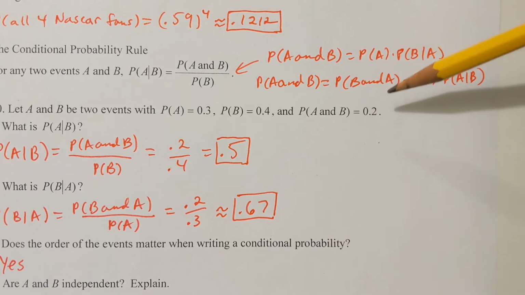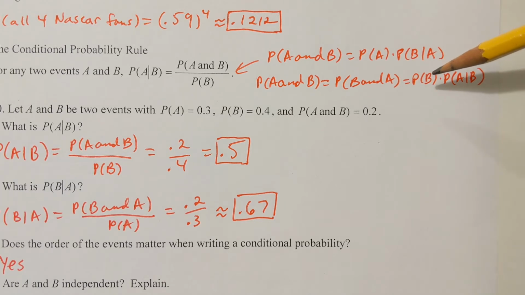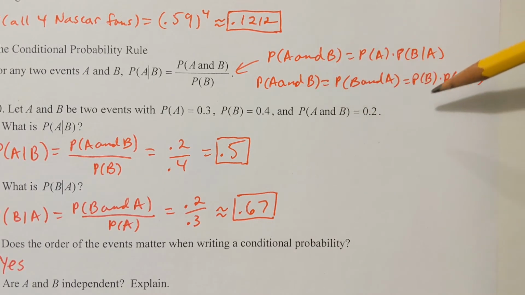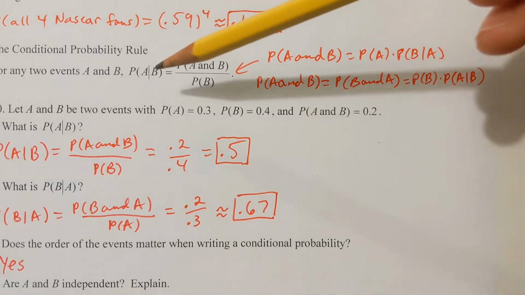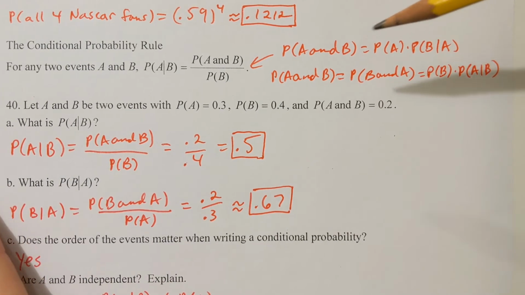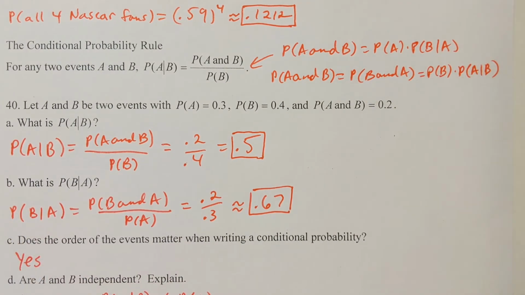Now, if I switch the 2 events, I have the probability of B times the probability of A given B. And if I divide both sides by the probability of B, the probability of A and B divided by the probability of B is equal to the probability of A given B. So the conditional probability rule is not a new formula. It's just something where somebody has divided both sides by a number, and you end up getting this other formula.